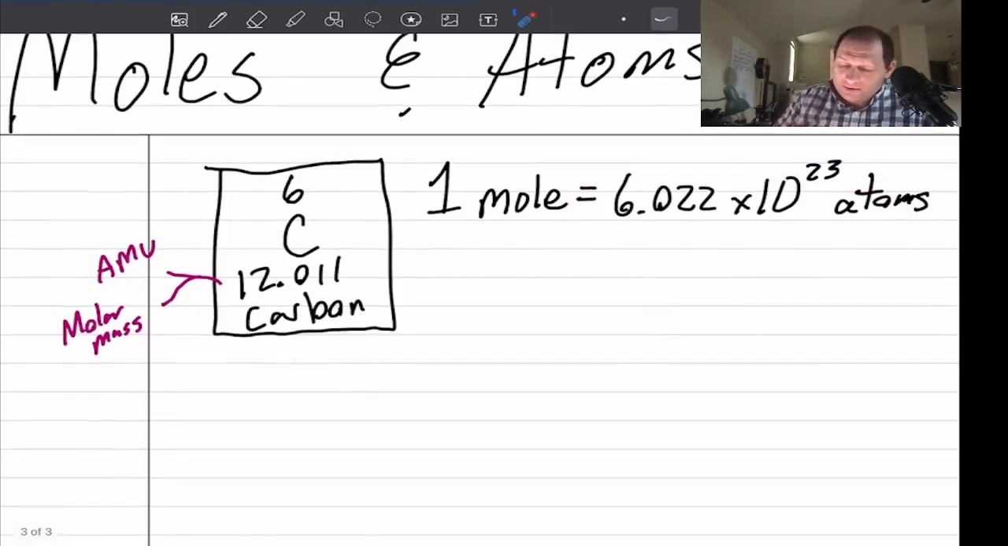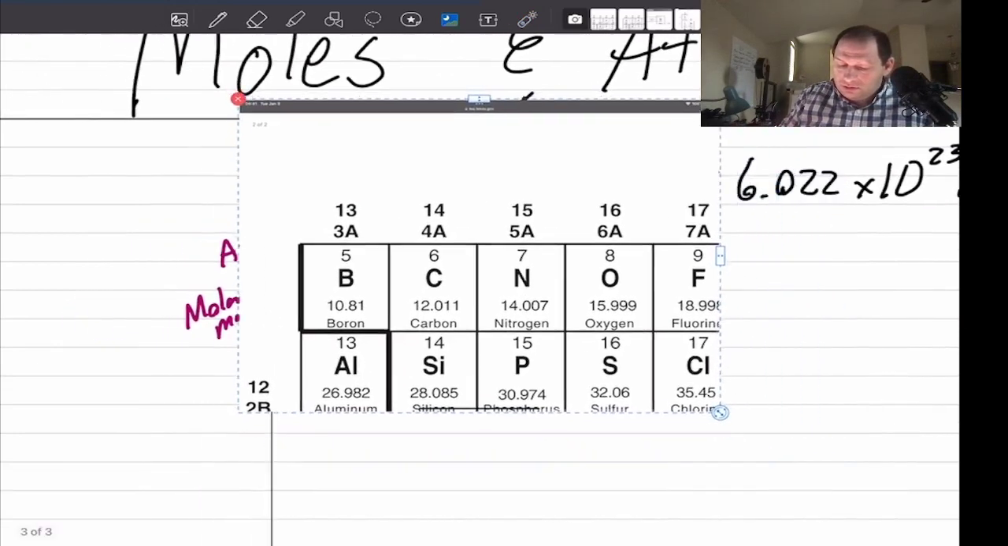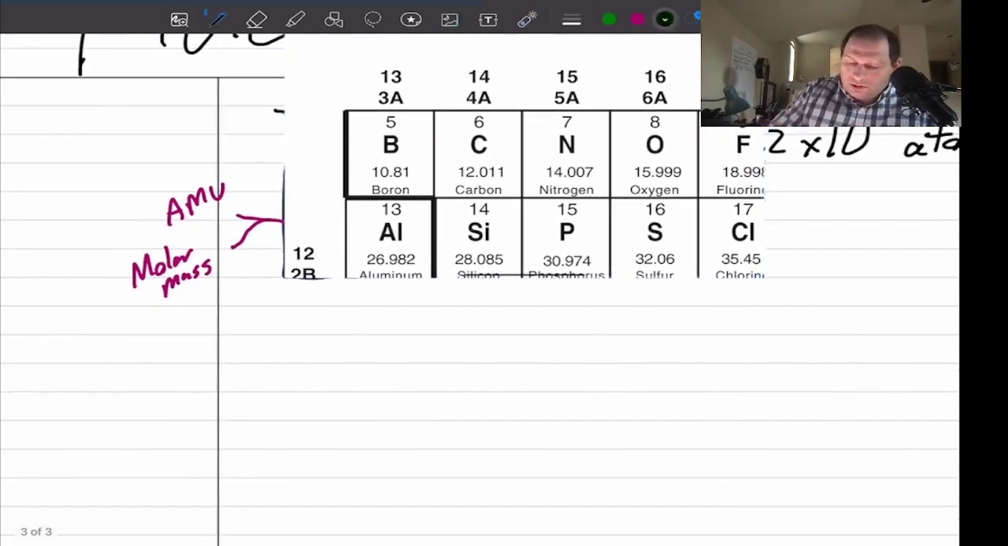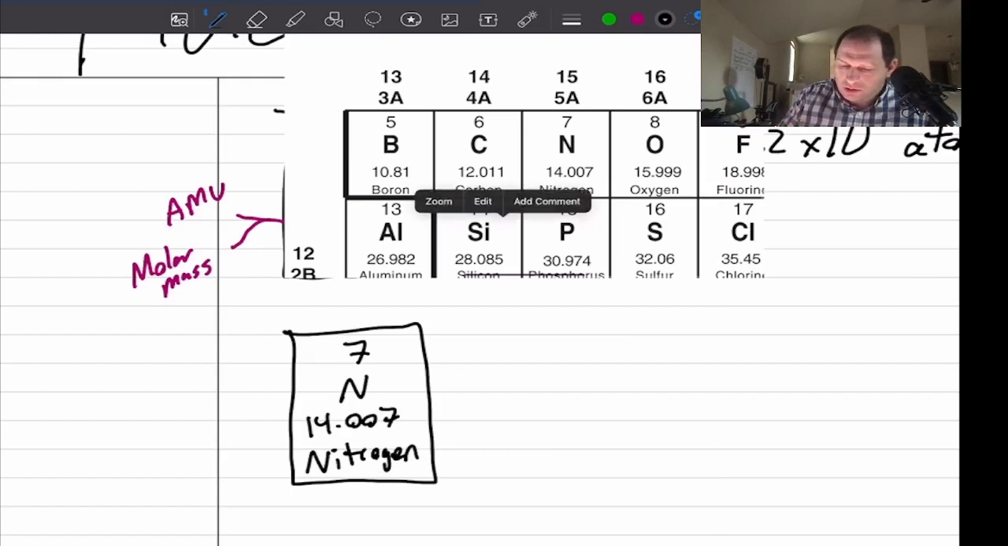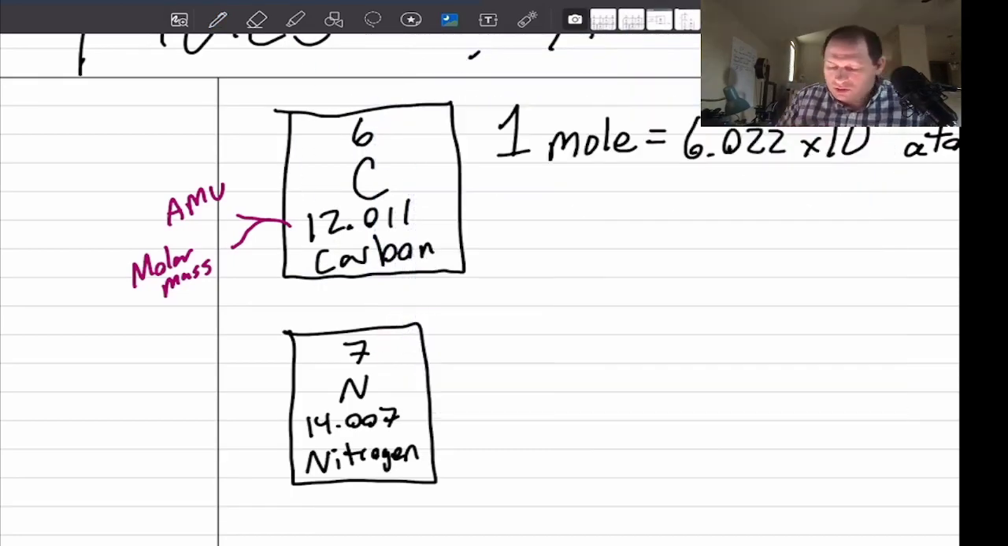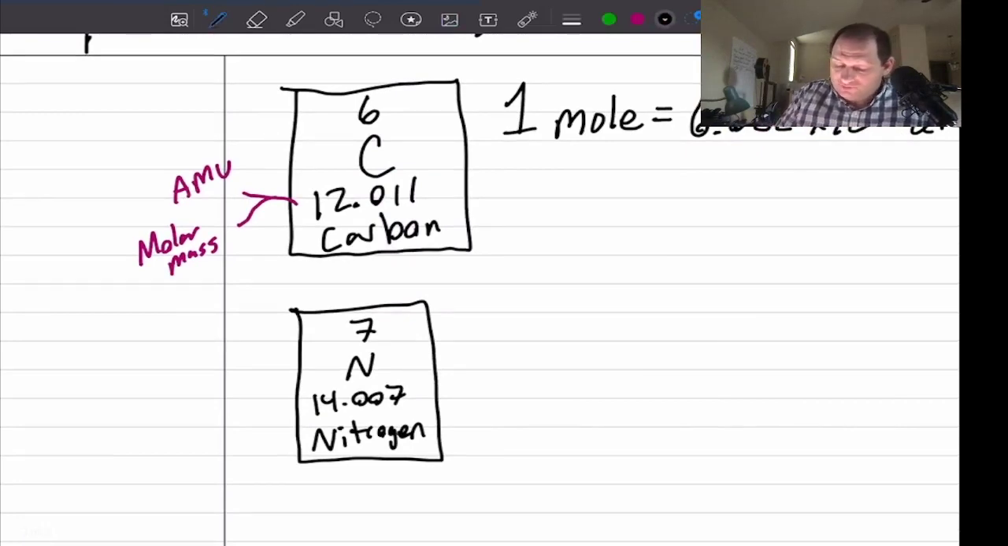Now let's say I have, put another element out there. I'm actually going to just pick one off of here. So I have nitrogen. Now let's say I have 28 grams of nitrogen.